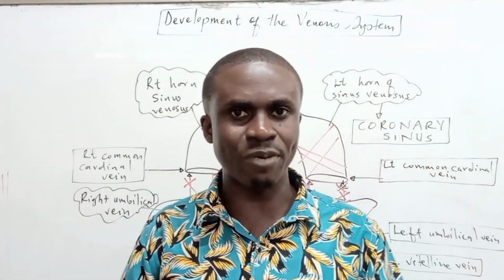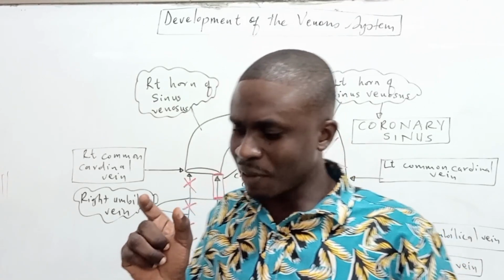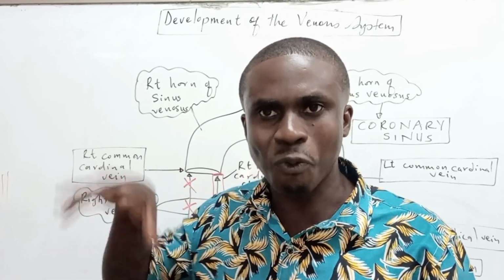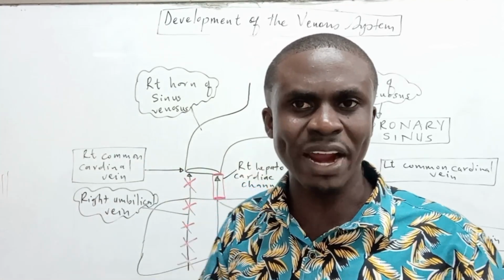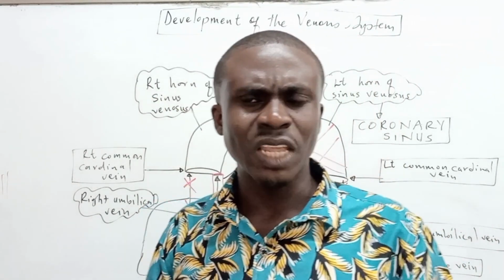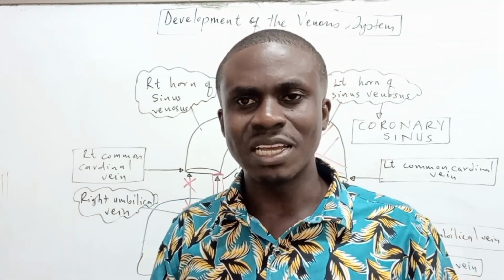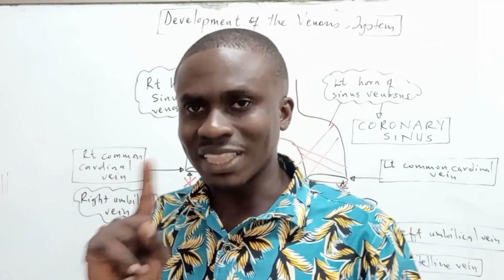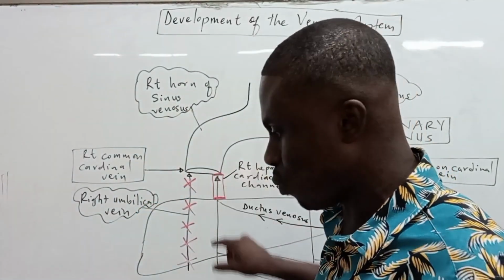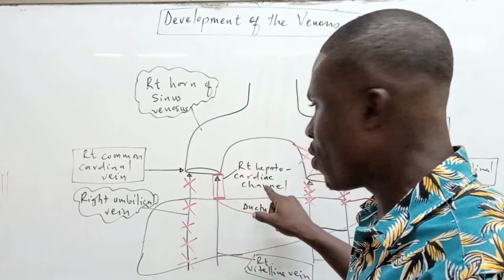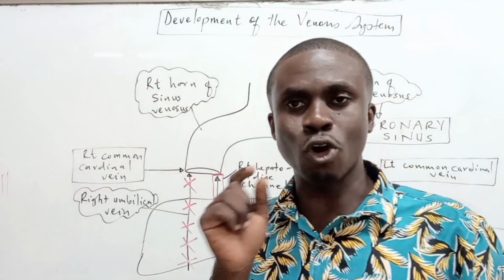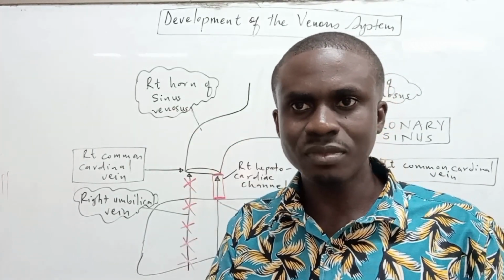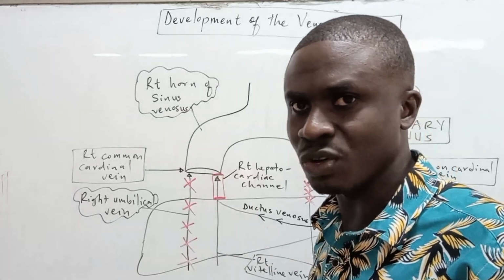There's a blood vessel which has some portion in the liver and some portion going to the right atrium of the heart. Who is that guy? I'm sure you tell me that we are talking about the inferior vena cava. Inferior vena cava. And that is why this cranial portion of the right vitelline vein, by way of the right hepatocardiac channel, will contribute to the terminal portion of the inferior vena cava. So I want you to appreciate this guy here also.